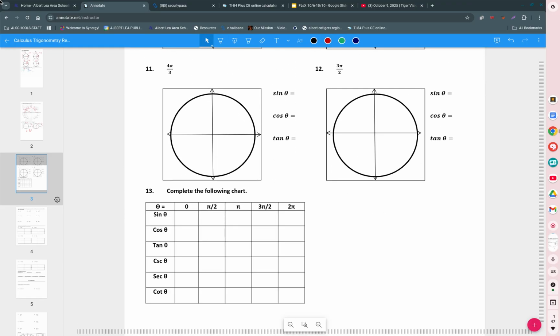Yeah. I'd like to go over one in particular, and that would be number 12. Number 12, I have 3 pi over 2. 3 pi over 2 is how many degrees? 270. 270 degrees. Good job.